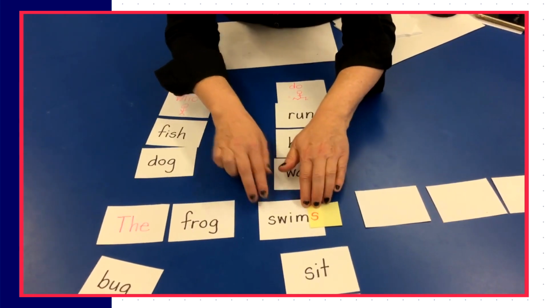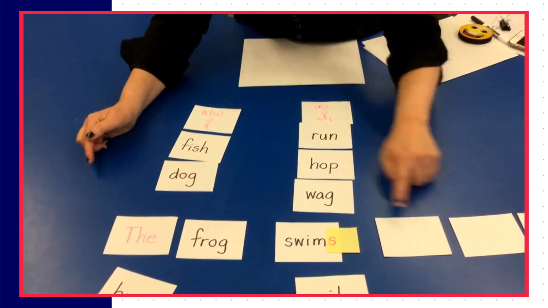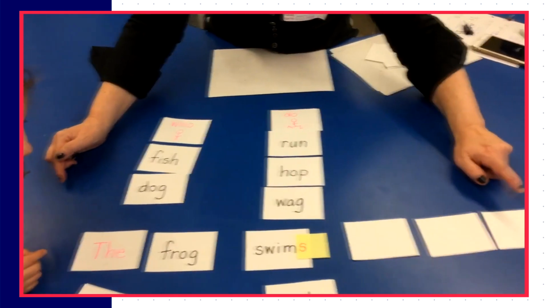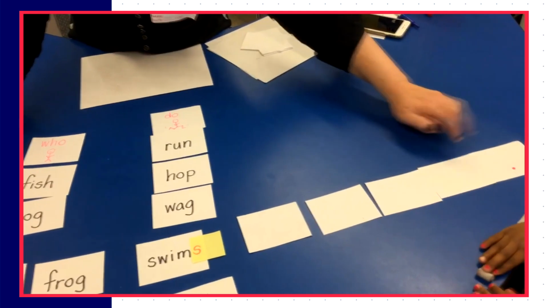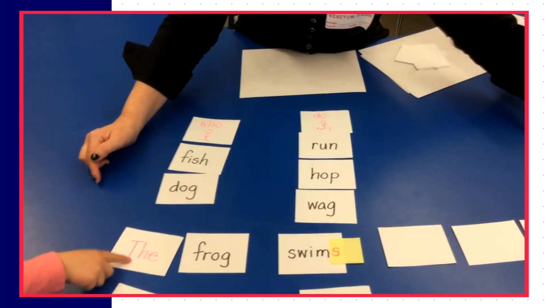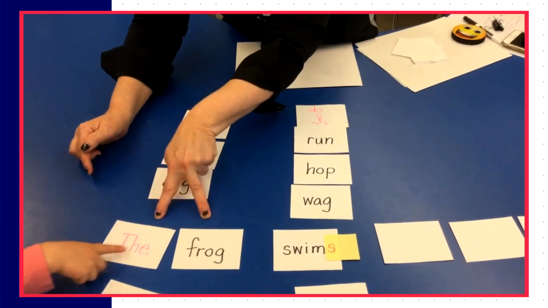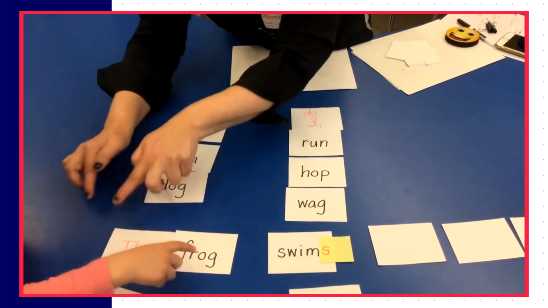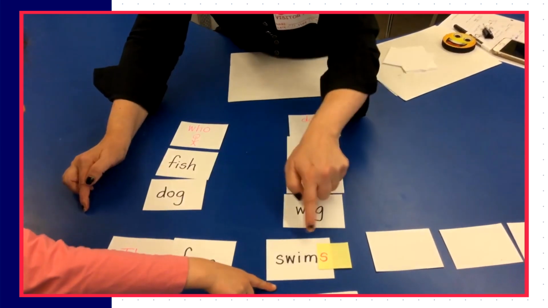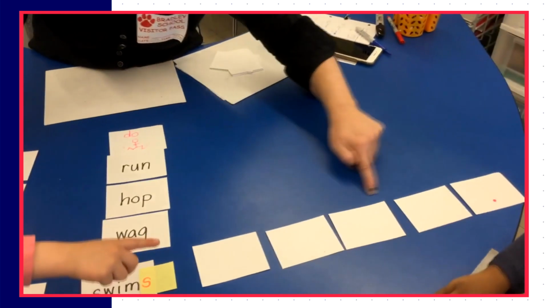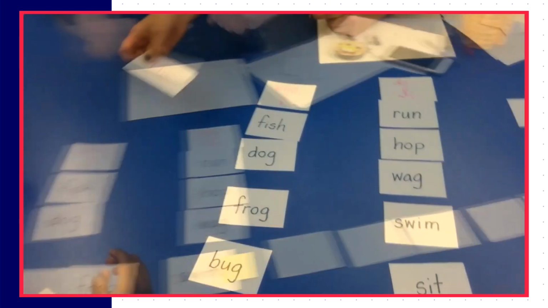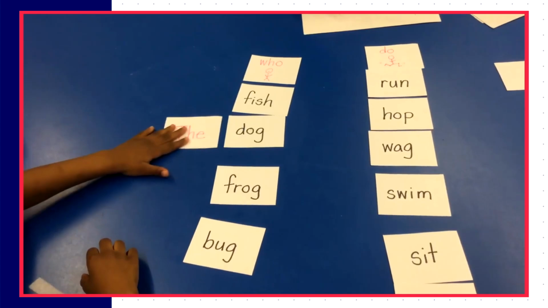That's funny. Let's try it that way. What's this say again? In the big pond. In the big pond. Ready? Go. The frog, and say it this way. The frog swims in the big pond. Here's your the. All right.